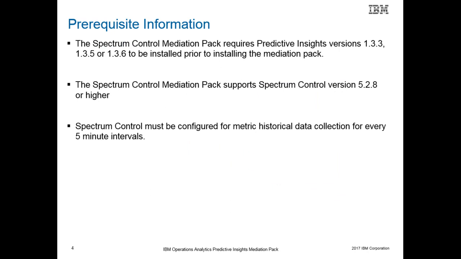The following is a list of prerequisites that are needed for the Spectrum Control Mediation Pack. Predictive Insights versions 1.3.3, 1.3.5, or 1.3.6 must be installed prior to installing the Mediation Pack. The Spectrum Control must be configured for historical collection on the metrics for every 5-minute intervals. The Mediation Pack supports Spectrum Control version 5.2.8 or higher.